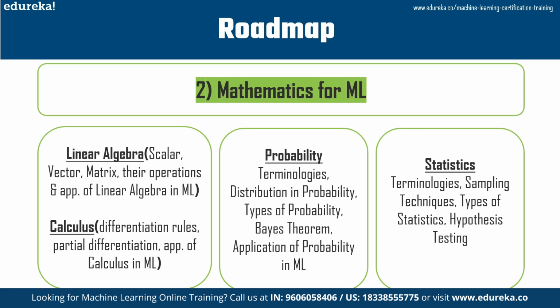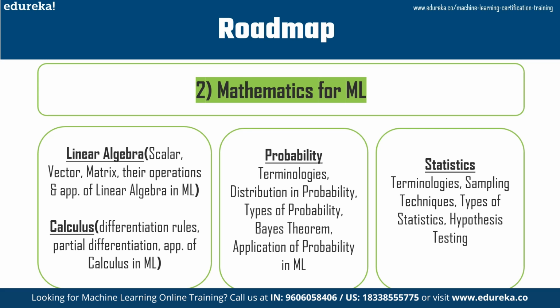Diving a little deeper into each of the areas, starting with linear algebra, you should know what a scalar is, a vector is, a matrix is, and you should know how to perform different operations on each one of them. And of course, you need to know what the application of linear algebra is in machine learning. Then moving on, calculus: you should know what differentiation rules are, what partial differentiation is and how it works. And of course, you should know the application of calculus in machine learning.